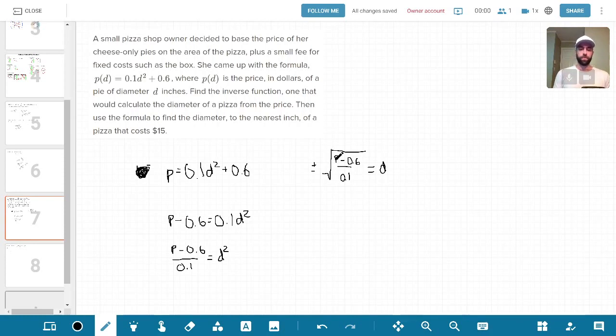So the square root of (15 minus 0.6) divided by 0.1. And the answer is 12. Just your standard 12-inch pizza. It's not too bad. Kind of pricey for a 12-inch pizza though. But I'll let it slide.